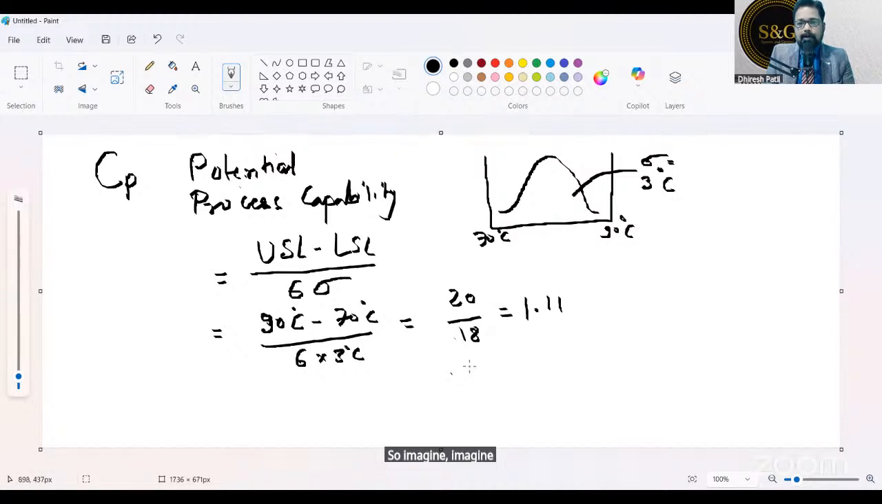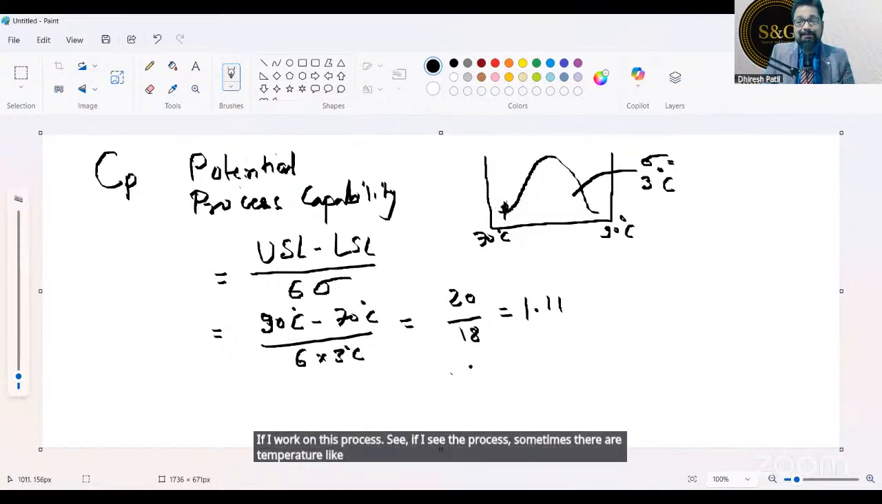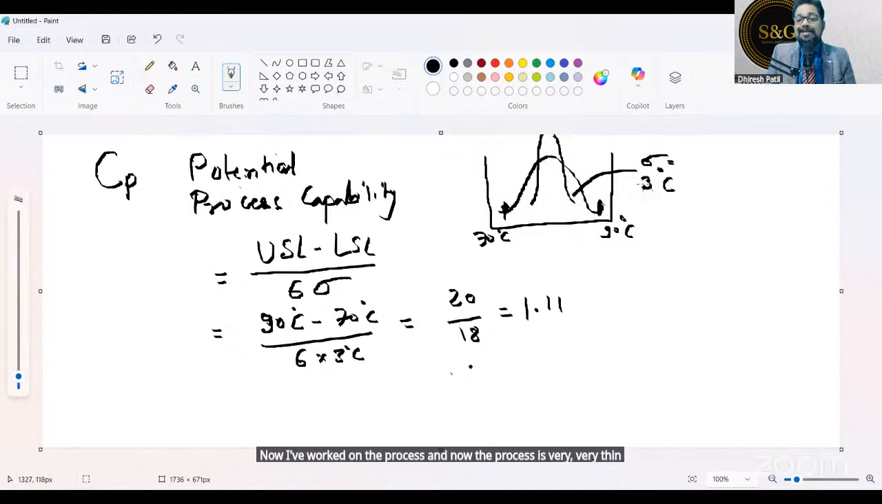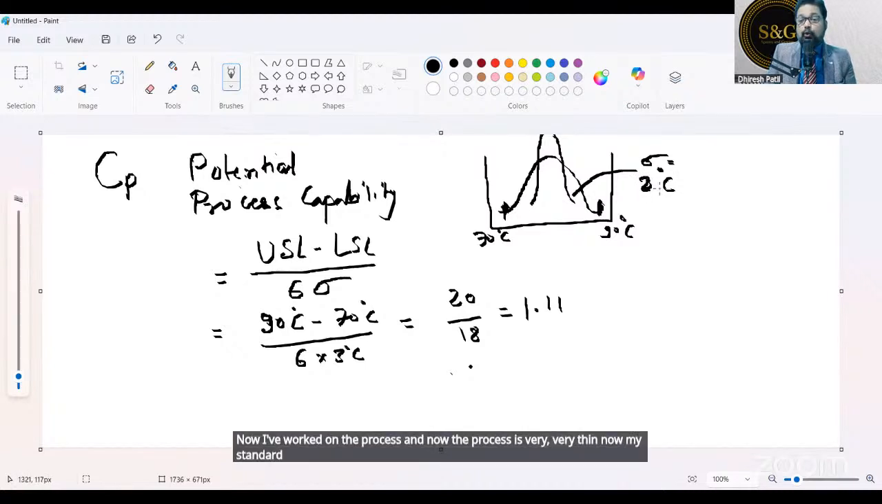Now understand this. If I look at this process, sometimes there are temperatures like 73, 74, and there are temperatures like 88, 89. Are you understanding? Now I work on the process, and now the process is very, very thin. Now my standard deviation is, let's say, 2 degrees centigrade.